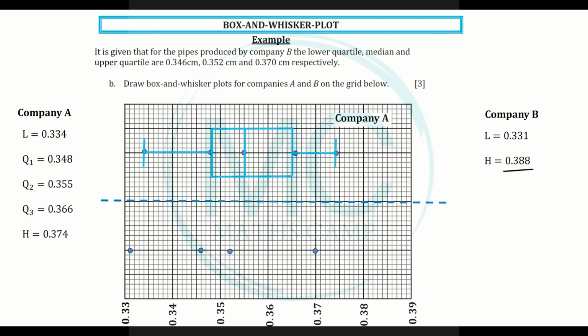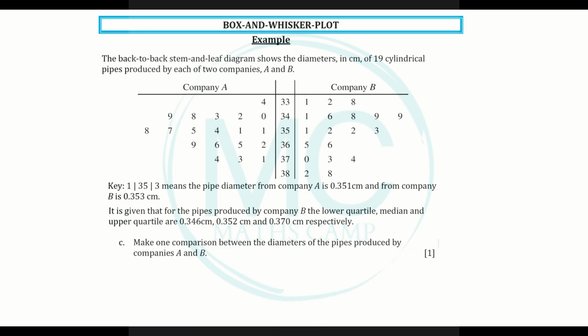So let's plot this point. Now, once again, let's draw in our box. I can sketch in my left tail and my right. This box is for company B. So let's label this as well. And now we can take out our dotted line and we have finished our Box-and-Whisker plot. Now we can move on to part C.